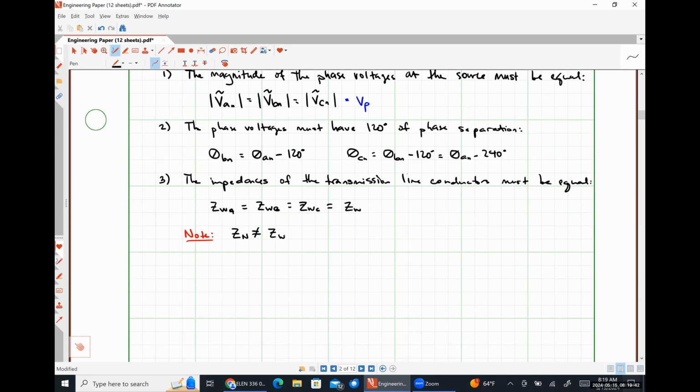So in a physical system, how would we ensure that our transmission line impedances ZWA, ZWB, and ZWC are equal to each other? Anybody have any thoughts on that?